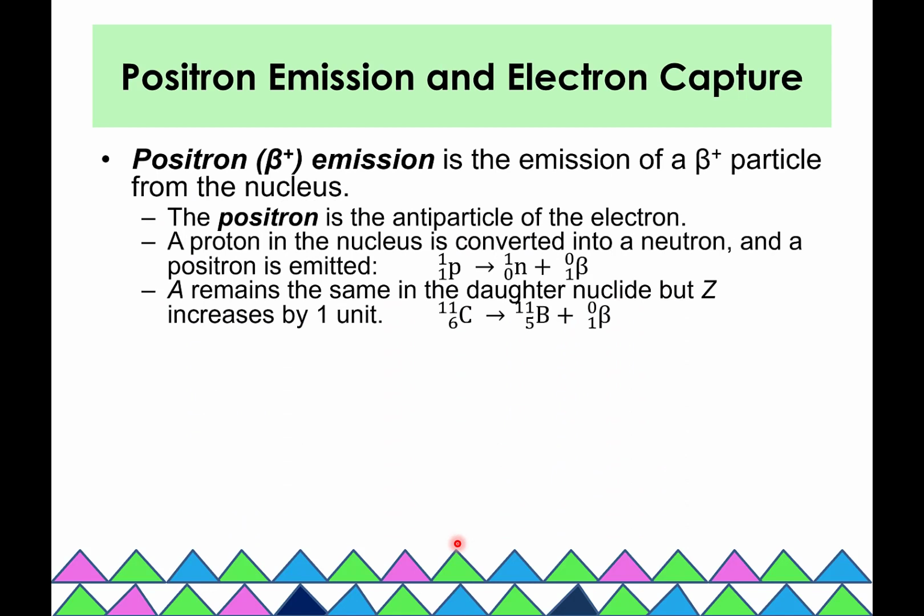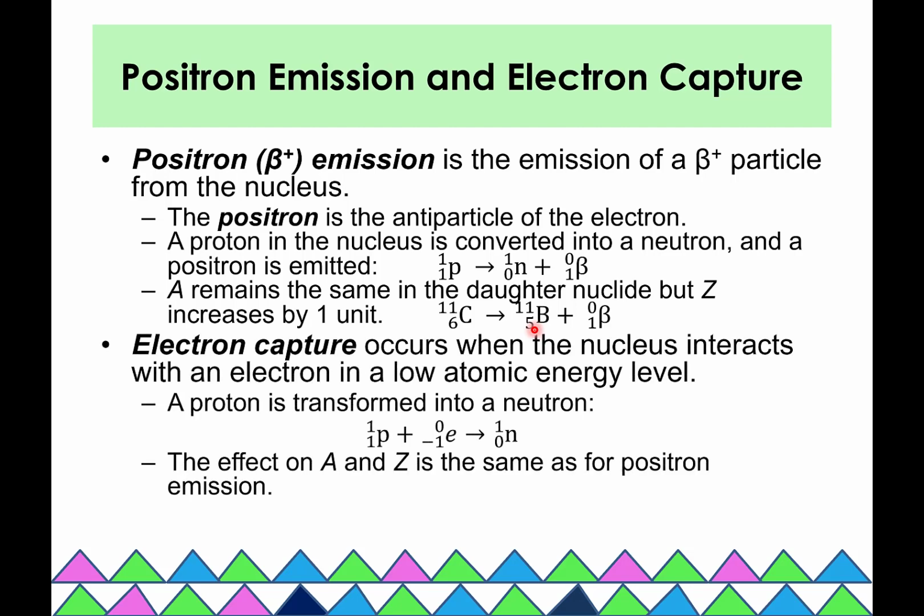Positron emission has the opposite effect of beta decay. So with positron emission, if a nuclide ejects a positron, a proton is converted into a neutron. So here we have the number of protons decreasing by 1 for positron emission. So this example of carbon 11 decaying to boron 11 is positron emission.